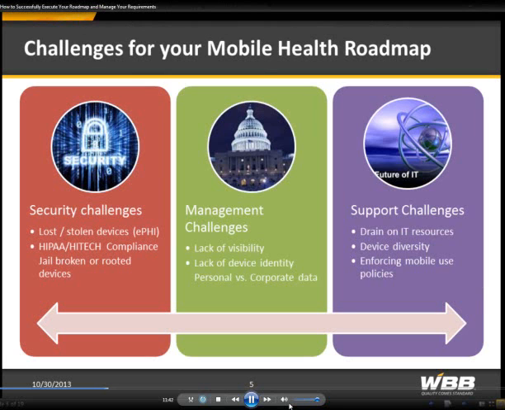What are some of the challenges as you go about implementing mobile health? Well, security challenges, management challenges, and being able to support that are the top three challenges that are out there. From a security standpoint, you cannot afford to have lost or stolen devices, especially with PHI, your privacy information that are out there.